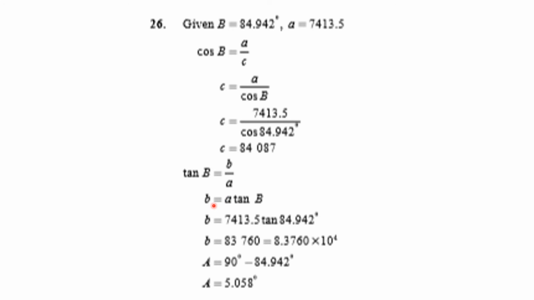We also know that the tangent of B is going to be b over a in our triangle. That means that b is equal to a times the tangent of B, and this was the value that we had for a. We plug that into our calculator, and b is 83.760. I may actually put a decimal point in here. I don't think there is a decimal point there because I'm seeing this. So we get this for b, and to find angle A, we subtract that from 90 degrees, and we get the value for A.